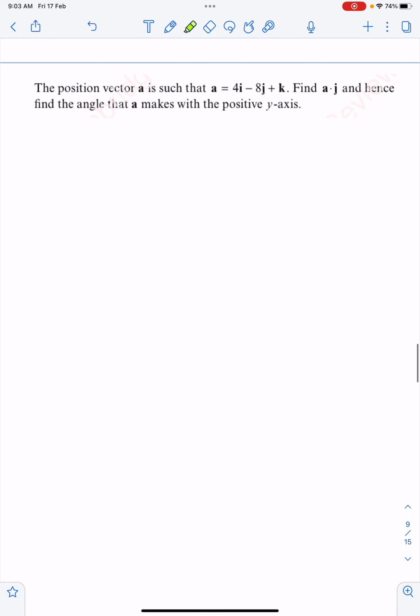Okay, the position vector a is such that we need to find a dot j, and hence find the angle that a makes with the positive y-axis. We know what i, j, and k are. We've discussed it in the first class of vectors. i is a unit vector in the positive direction of the x-axis. So one unit vector of length 1 unit in the positive direction of the x-axis is called i.